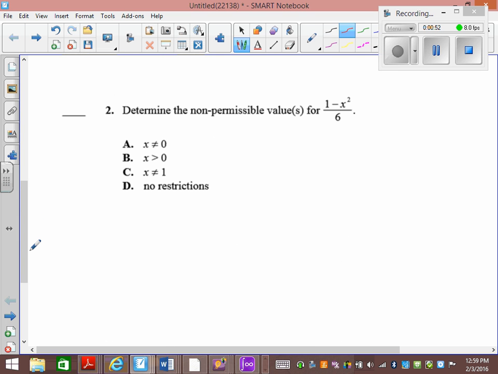Determine the non-permissible values. Looks a lot like the one from yesterday. If you have a number in the bottom, no variable, then you have no restrictions because the bottom can never be 0. It's 6.